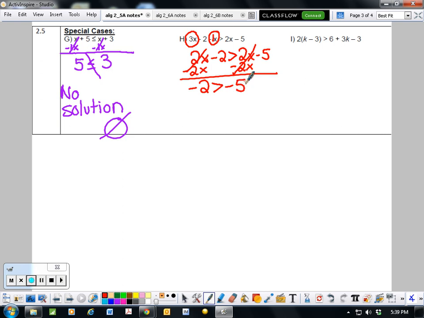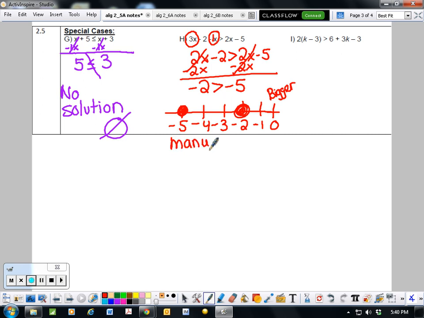Now, if you have a problem with negatives, you really got to think about how the number line works. So here's my negative 2. Here's my negative 1. Here's my 0. So this goes negative 3, negative 4, negative 5. So is negative 2 bigger than negative 5? And yes, it's bigger because the bigger numbers are over here. So this is true, which means it's infinitely many solutions or just many solutions.